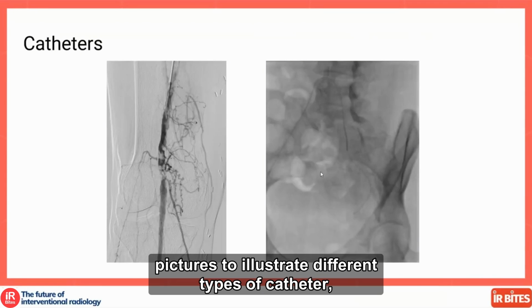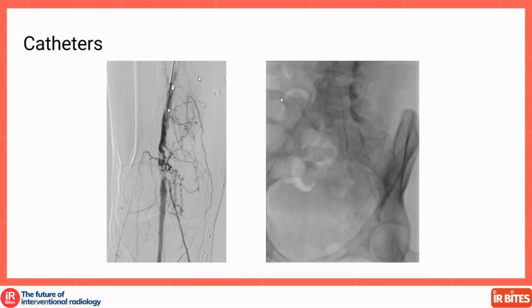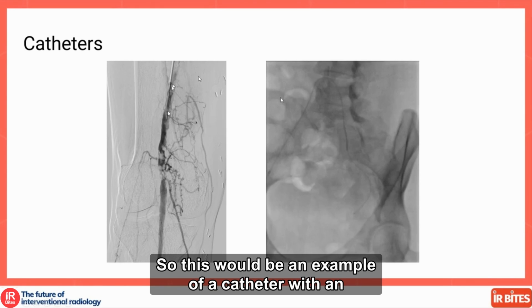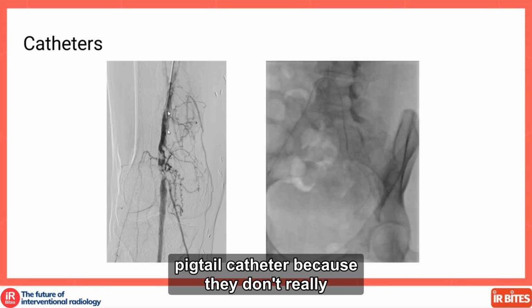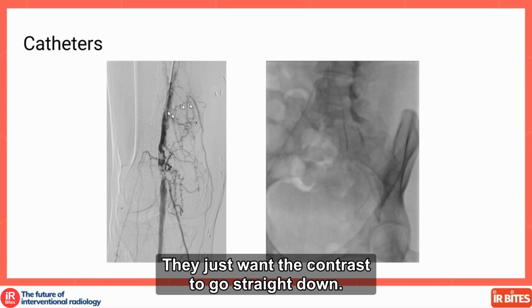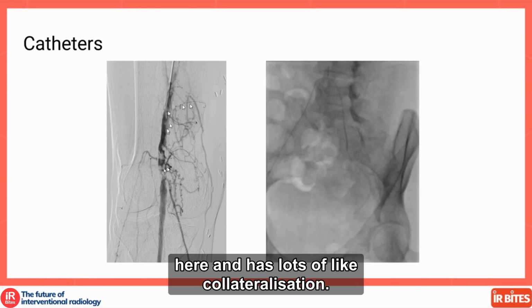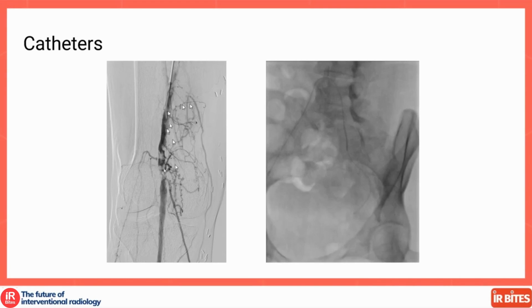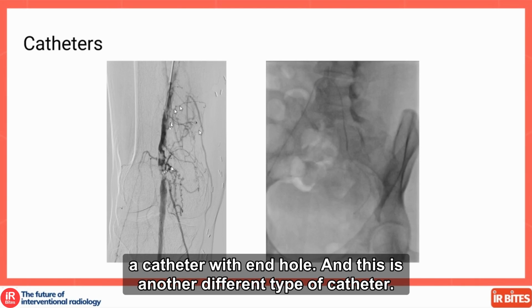So just a few more pictures to illustrate different types of catheters and how they are used. In this case, this is a catheter within the popliteal artery. This would be an example of a catheter with an end hole rather than side holes like the pigtail catheter, because they don't need the contrast to come out from the sides. They just want the contrast to go straight down. Obviously this patient has lots of stenosis here and lots of collateralization, but this is a good example to show a catheter with an end hole.